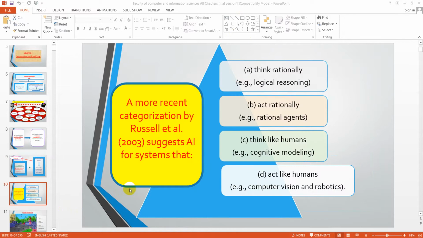Russell and his colleagues categorized AI systems in four basic categories. Number one, think rationally, for example, logical reasoning. Number two, act rationally, for example, rational agents. Number three, think like humans, for example, cognitive modeling. Number four, act like humans, for example, computer vision and robots.